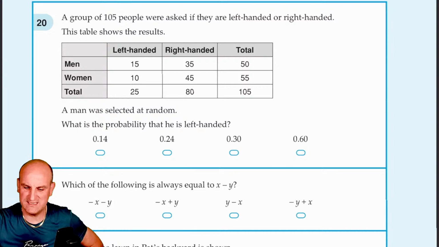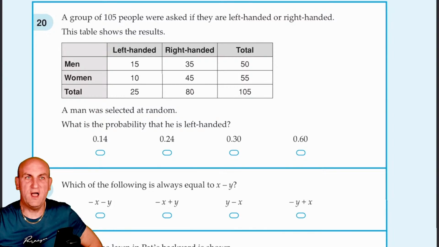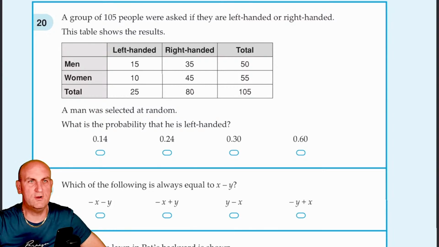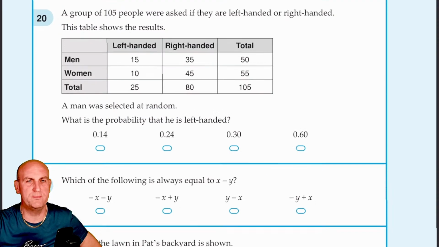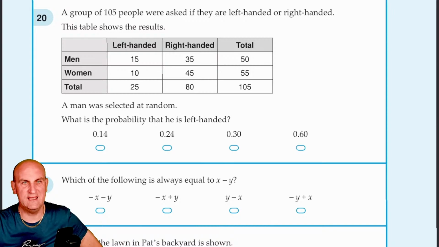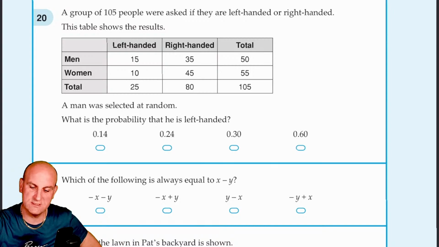Question 20. How many questions are in this test? A group of 105 people were asked if they were left-handed or right-handed. The table shows the results. A man was selected at random. What is the probability that he is left-handed? A man is chosen.